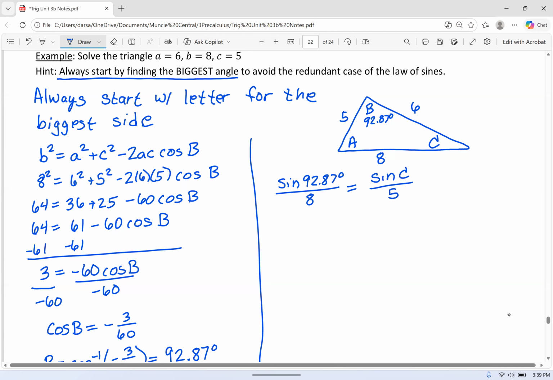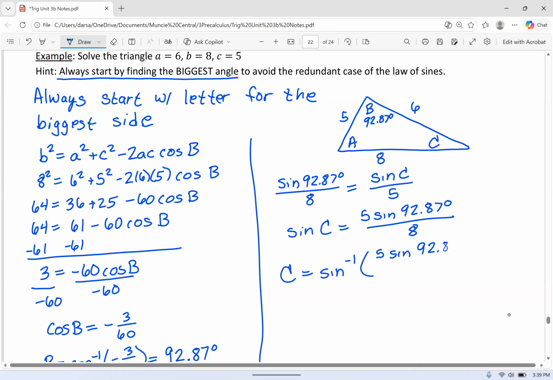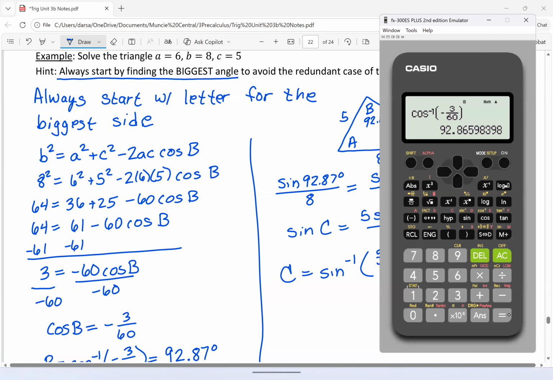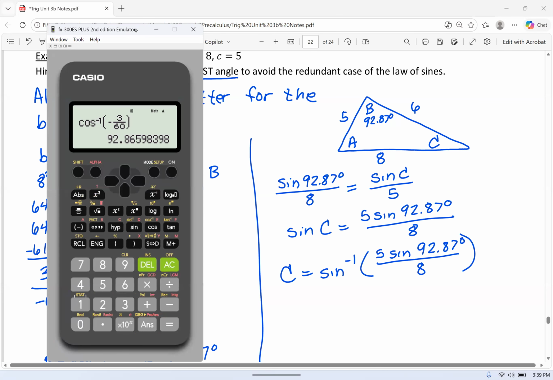We'll put those together. So cross multiplying and skipping a little step, we're going to get that sine of C is equal to 5 sine of 92.87 degrees over 8. So C is sine inverse of 5 sine of 92.87 degrees over 8. And we will put that into our calculators. Let's go ahead and model that using our online calculator here. Again, notice this one is a sine inverse.